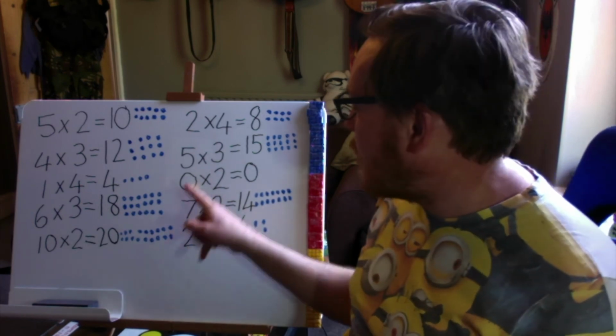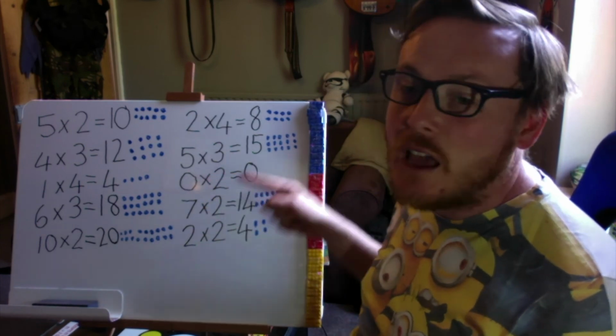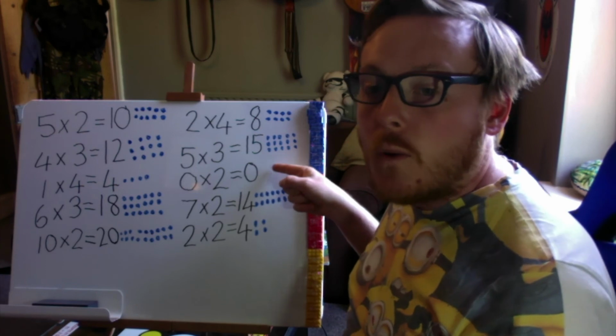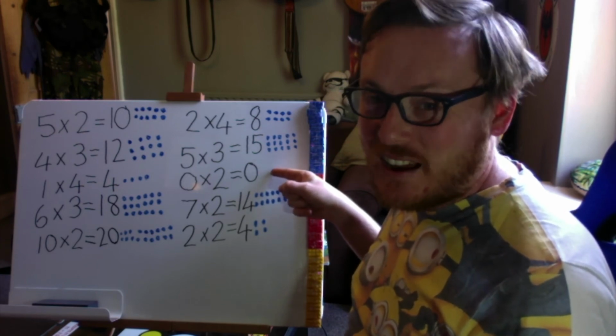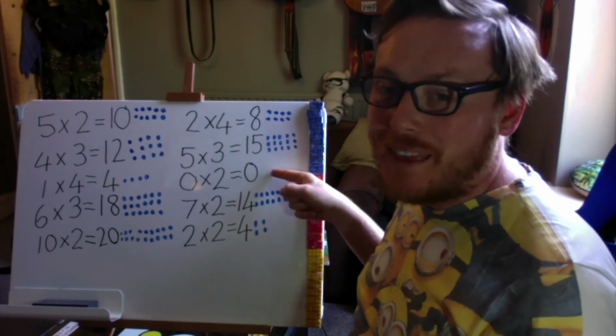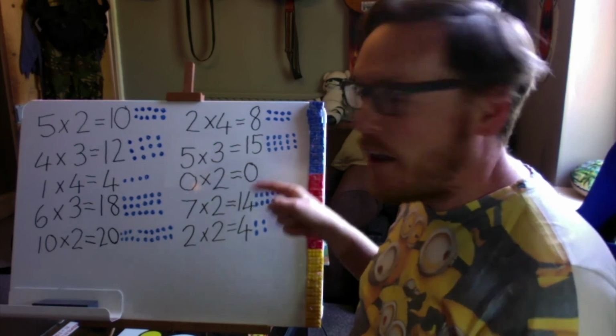I just want to quickly go back to the 0 times 2 because this is the only one, when you're timesing by 0, it's the only one where the big number won't be at the end. I just wanted to point that out to you. When you times by 0, your big number won't be at the end because you've still got 0.